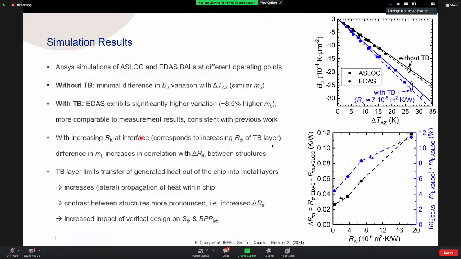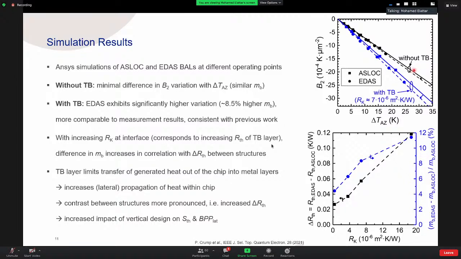So what we do next is that we carry out ANSYS simulations for the SLOC and EDAS lasers at different operating points, and we repeat the simulations twice, once without the thermal barrier and once with. So without the thermal barrier, if we compare again the B2, which is the thermal lens bowing with increasing active zone temperature, we see that this bowing variation rate, or MB, is very similar in both of them. There is almost no difference.